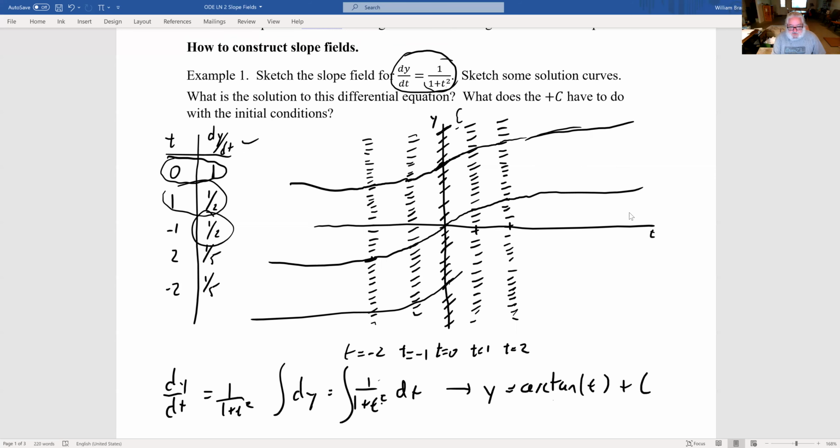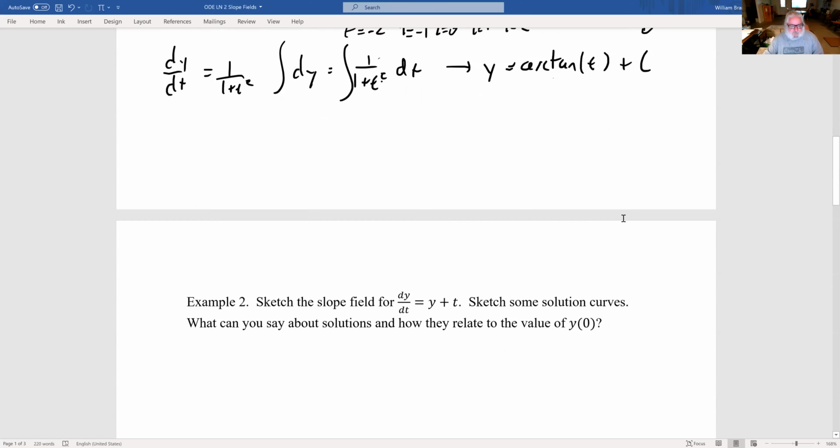What does the plus c do? Well, adding a constant just moves the graphs up and down, right? Our slopes are independent of y, so there's no y here, and you can move them all up and down as much as you want and you'll keep the same curve, same shape, because along each vertical line, all the slopes are the same. And so you can draw out your solutions. And you may have seen this sort of thing in calculus.